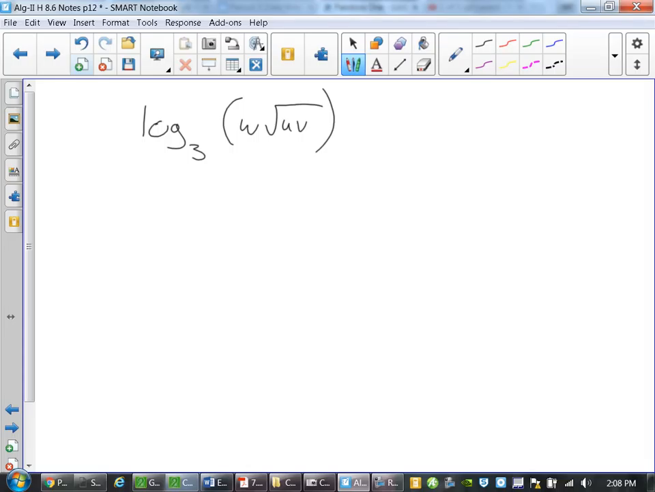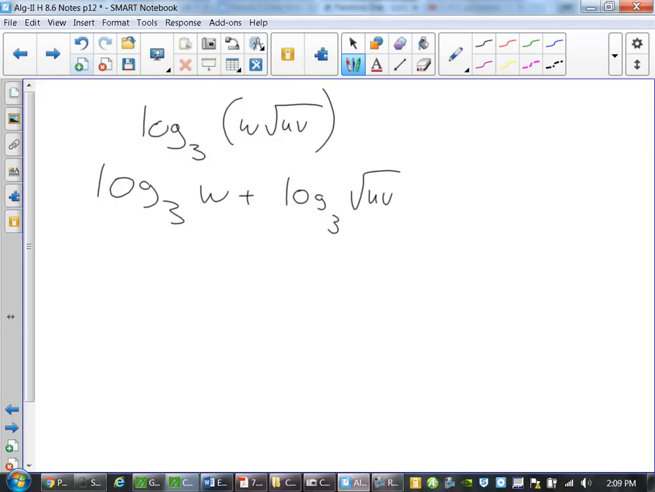One more time on this one. If you notice, in the middle of what you're taking the log base 3 of, it's W times the square root of two things multiplied together. So you're going to have multiple logs when you're done. Log base 3 of W plus log base 3 of the square root of UV.